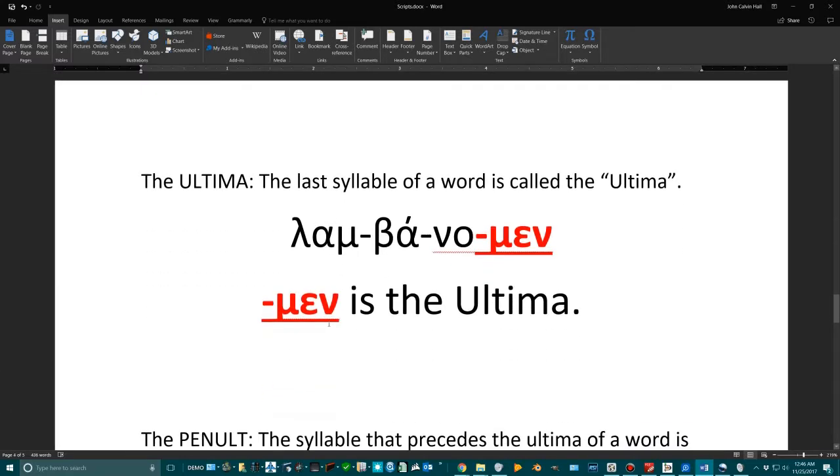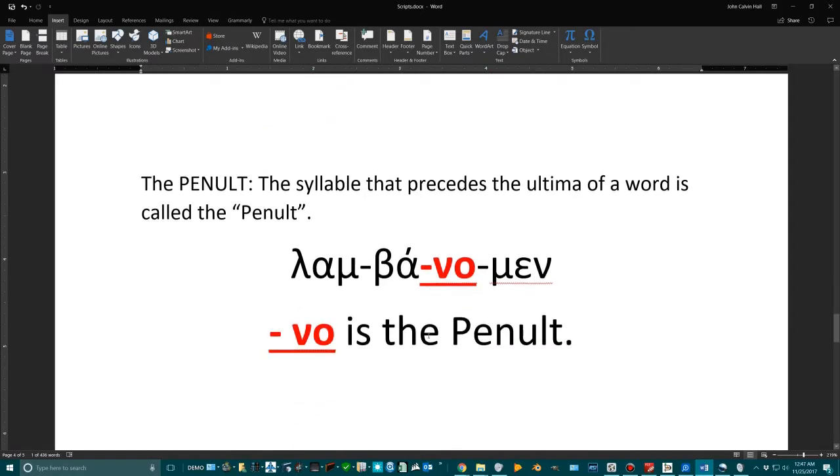Now, the last syllable of a word is called the ultima. Look at the word lambanomen. That last syllable is referred to as the ultima. The syllable that precedes the ultima of a word is called the penult. So while men is the ultima, no is the penult.